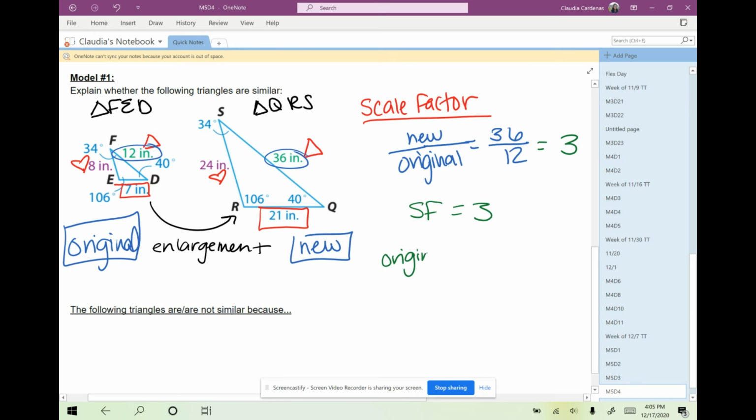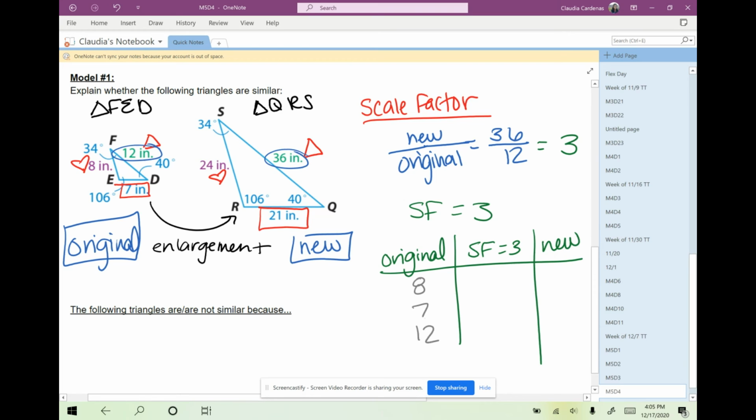So we're going to set up our table, original, and the scale factor is 3, so that means we have to multiply by 3 to get the new dimension. So I'm just setting a table to help organize my information. And we have 8, 7, and 12. So we need to multiply 8 times 3, which we get 24, 7 times 3, which we get 21, and 12 times 3, which we get 36. So let's go and check in our drawing if those match.